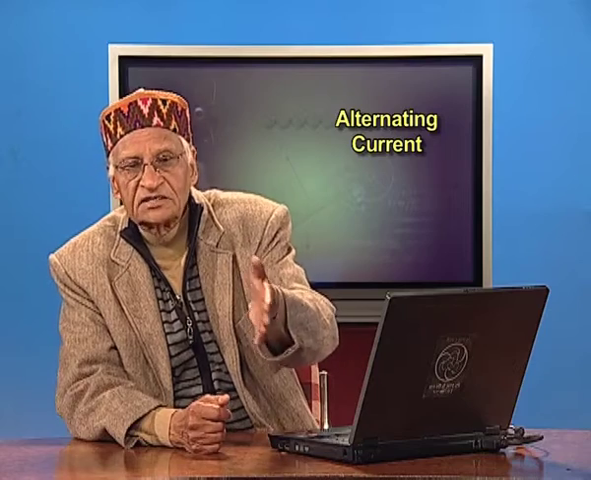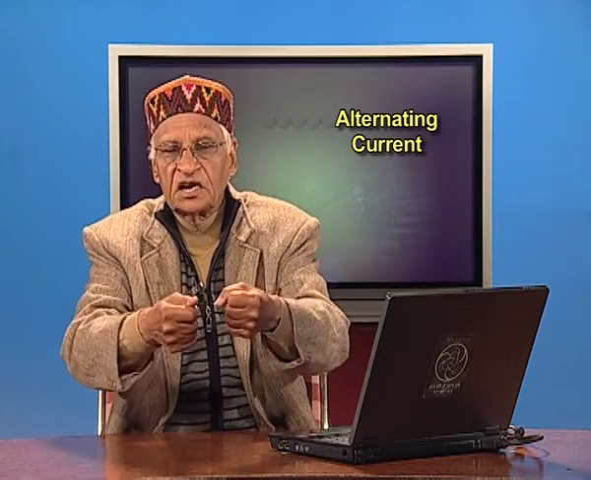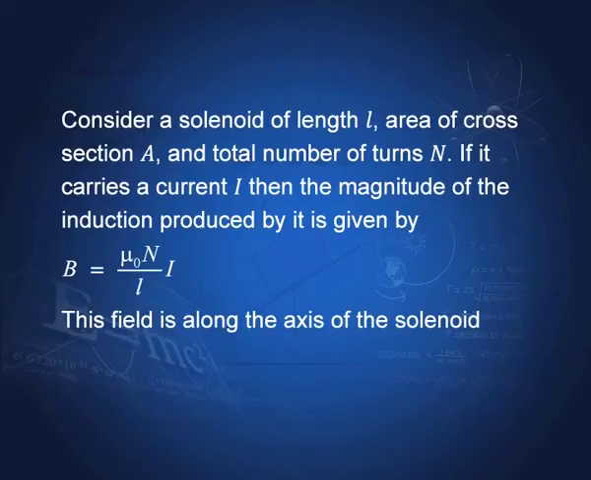Remember, in the last few lectures we have been saying that if there are two loops, and one is moved or the other is moved, there is relative motion between the two, and there is an induction effect. But in a single wire there can be an induction effect if the direction of current is changing. Now, let us consider a solenoid of length L, area of cross section A and total number of turns N. If it carries a current I, then the magnetic field is given by mu 0 N by L times I. That is the magnitude of the magnetic field.